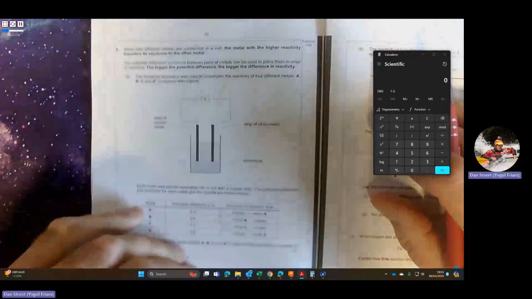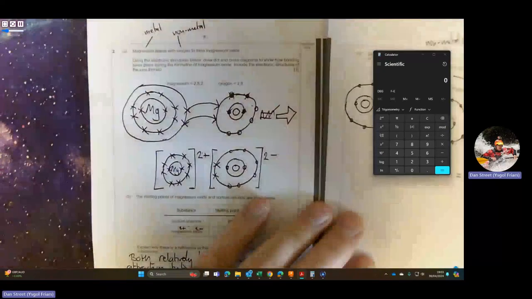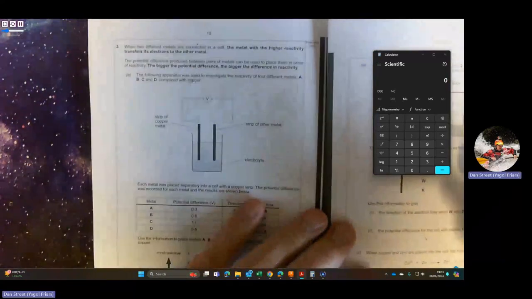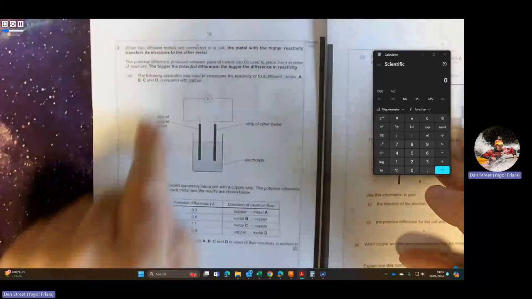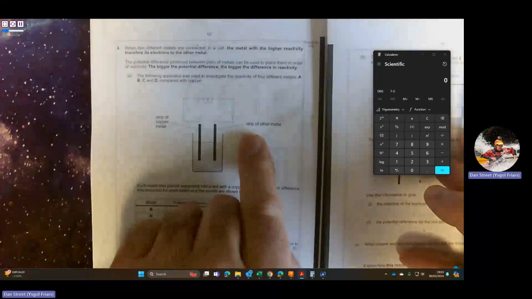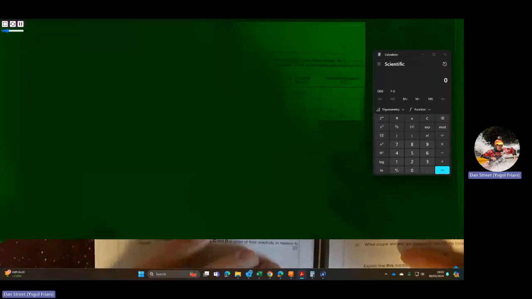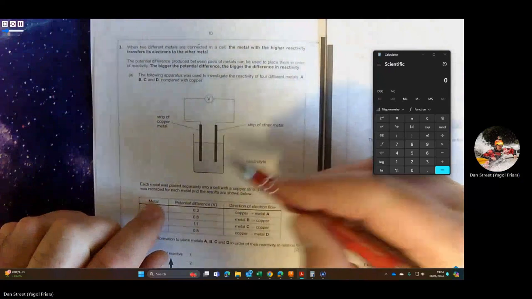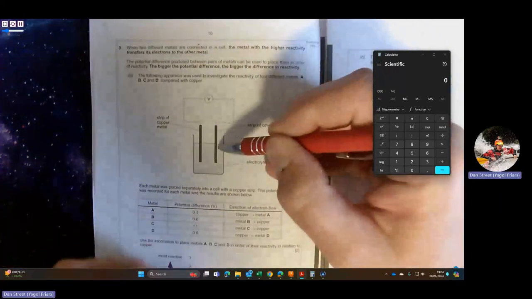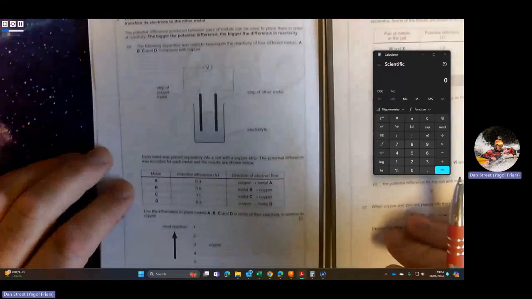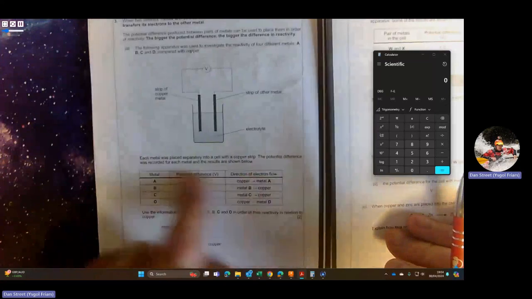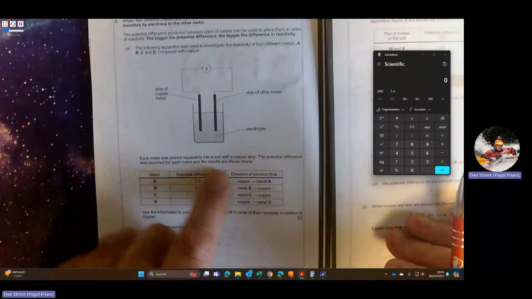Okay, so it's not dissimilar, I suppose, to what's going on here, but we've got 2 metals involved. So a metal of higher reactivity will transfer electrons to a metal of lower reactivity in this situation, depending on what these 2 electrodes are made out of. Now in this particular cell, 1 electrode is made out of copper, and then we vary the other electrode. So depending on the reactivity of this metal, the electrons will either go from the copper towards the other metal or the other way. So it tells us each metal was placed separately into a cell with a copper strip. The potential difference was recorded for each metal, and the results are shown below.